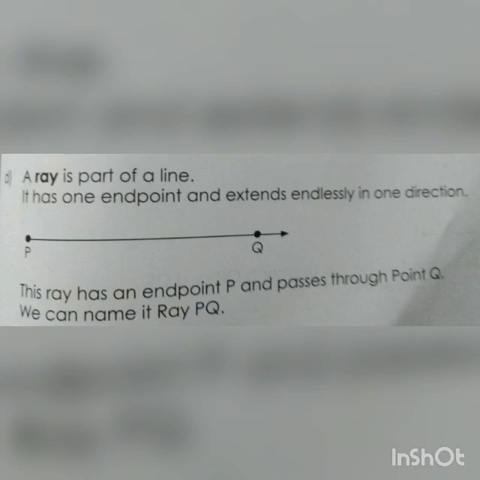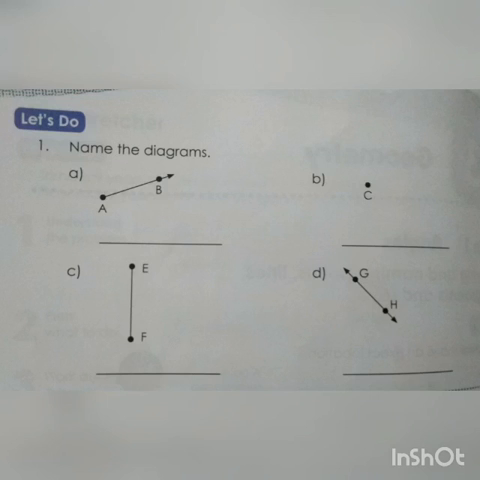Here we cannot say ray QP because P is the endpoint, so we should not say ray QP. Children, this is your part. You have to do this as homework. Here you have to name the diagram as point, ray, or line segment. Identify the name of the diagram correctly and write it.